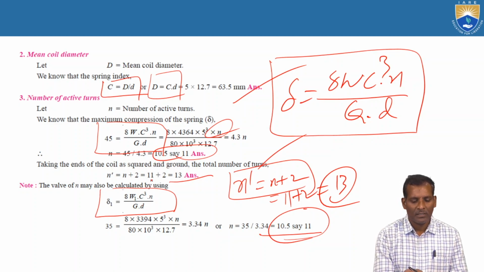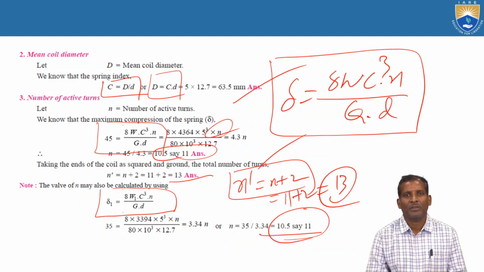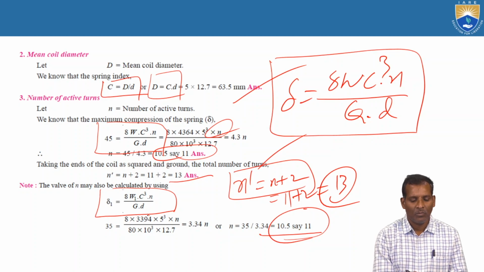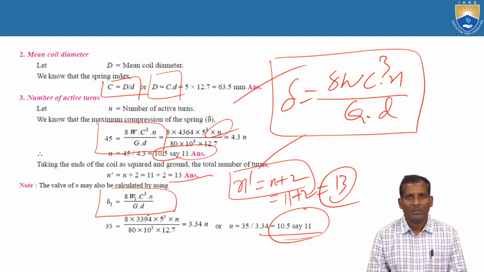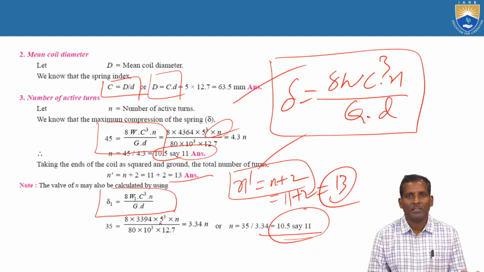So W1 initial, this is for maximum load. This is for load at 35 mm compression of the spring. This is at wall spring, initial compression. Initial compression is 35. The maximum is 10. And then the total compression of the spring is 45. So in the previous step we calculated at 45, here calculated at 35.